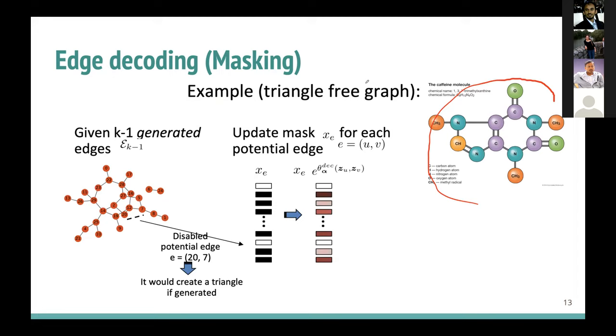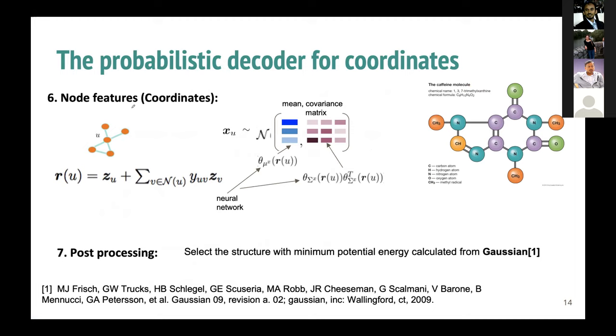As soon as we generate an edge, we check whether it forms a triangle or not. This can be done very simply through clever data structures, and you can see that in the paper. So what is essentially happening when we are doing the edge decoding? We are ensuring that no triangles are formed. And then the other probabilistic decoding which happens is for the node features, the coordinates. Once we have this, we have the node features, whether the edge is there or not, the weights of the edge, whether it is a single bond or a double bond, and then the node coordinates.